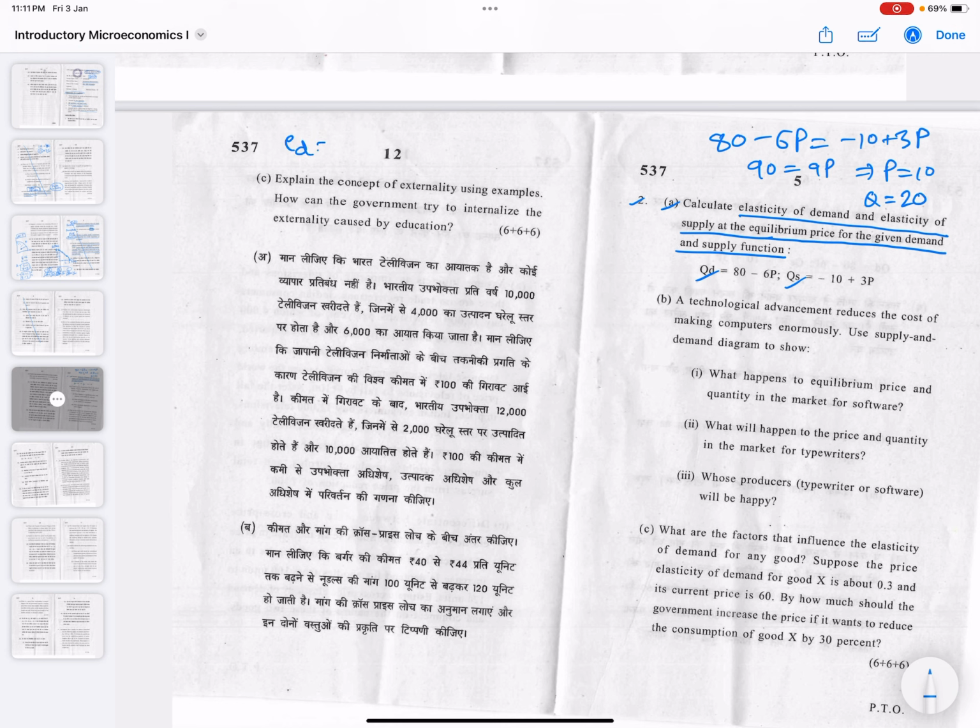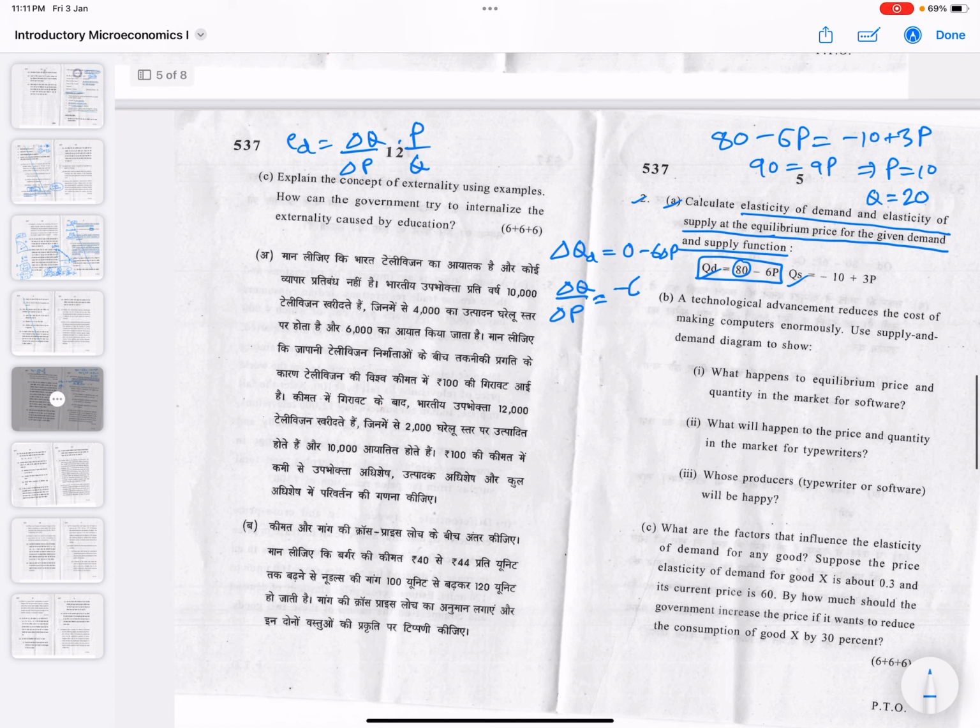Now elasticity of demand is change in Q upon change in P into P by Q. Differentiating this, we have change in QD equals differentiation of 80, which would be 0 because it is a constant, minus 6 into change in P. So change in Q by change in P would be equal to minus 6. So we have minus 6 into P by Q. P was 10, quantity is 20. So this is minus 3. So elasticity of demand is minus 3.